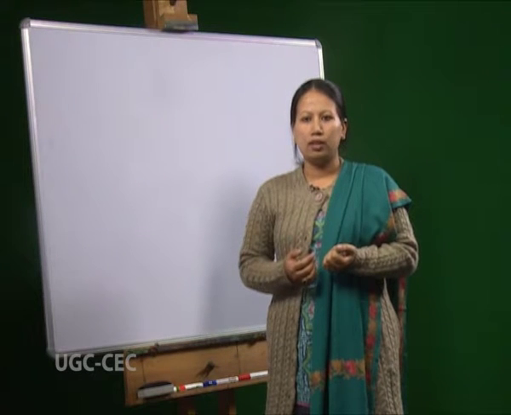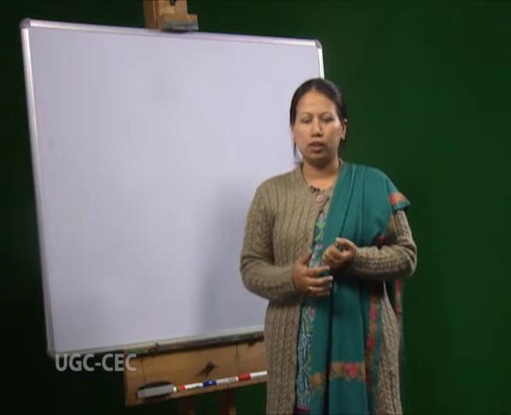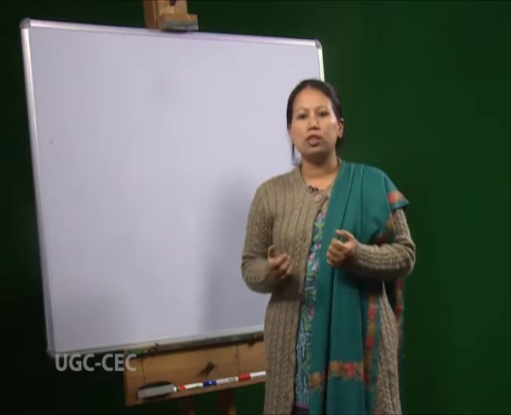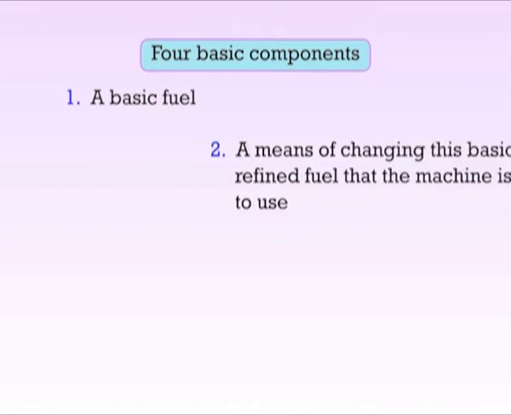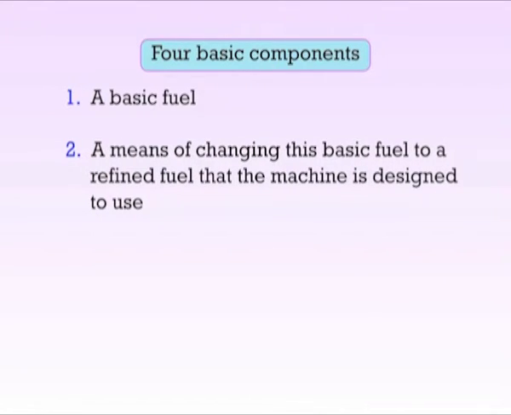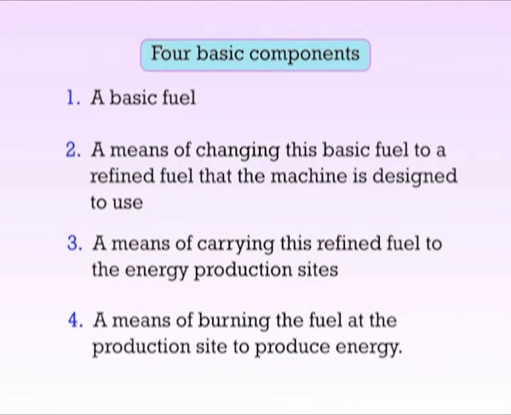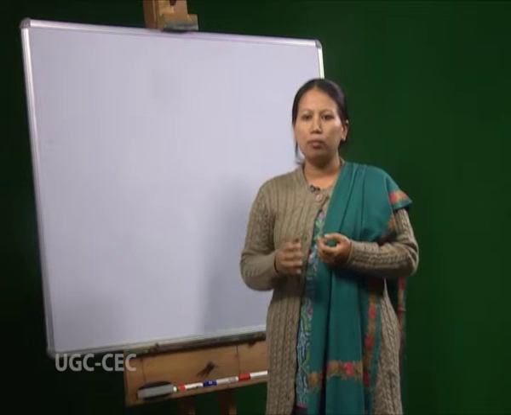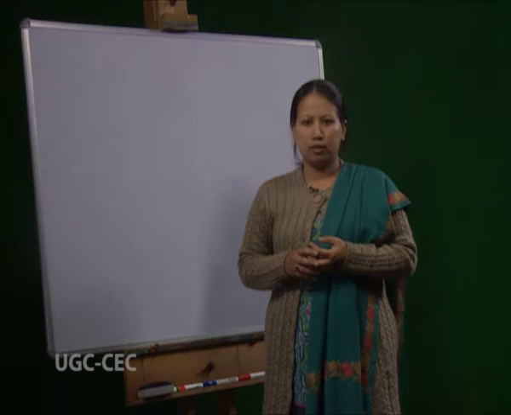Energy is primarily necessary for life. It is the power an organism must have to do work. Any energy system to be successful must provide four basic components. First, a basic fuel. Second, a means of changing this basic fuel to a refined fuel that the machine is designed to use. Third, a means of carrying this refined fuel to the energy production sites, and fourth, a means of burning the fuel at the production site to produce energy. In the human energy system, these major basic fuels come from carbohydrates.